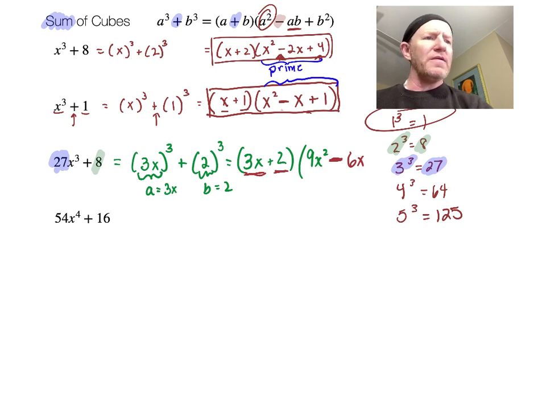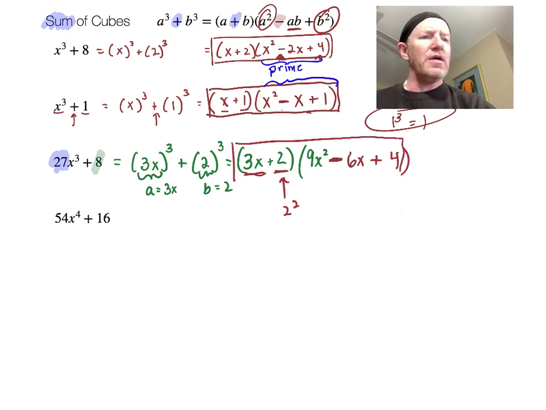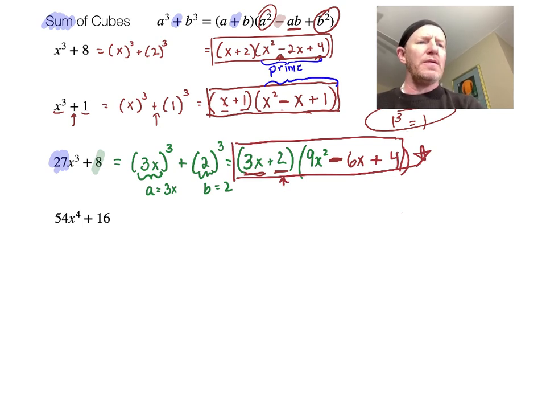Let's give myself a little more room here. Our last thing we do is we say plus, so I write a plus sign. There we go. And I have to take my b term, my b is a 2, and I got to square it because the formula says take b and square it. That's 4. And I'm done. Not too bad at all. Let's look at the very last one now.